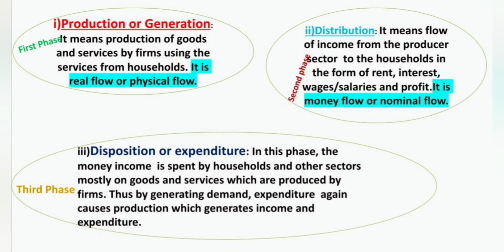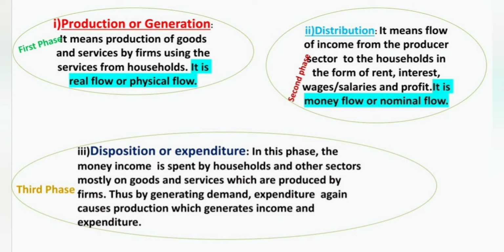In this way, a regular circular flow of production, income and expenditure continues, and it has neither any beginning nor any end. And national income is an aggregate of flow of this production, or aggregate flow of income, or aggregate flow of expenditure. This is already explained in a previous module in the circular flow of income.